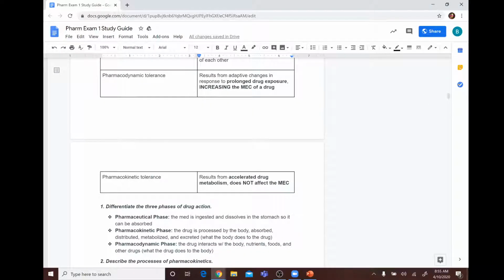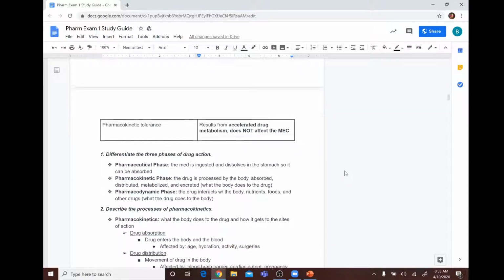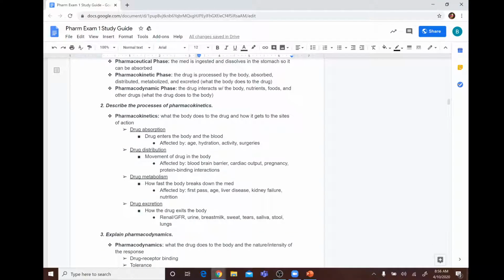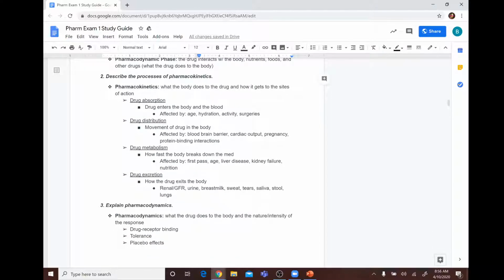What is pharmacodynamic tolerance? Results from adaptive changes in response to prolonged drug exposure, increasing the MEC of a drug. What is pharmacokinetic tolerance? Results from accelerated drug metabolism, does not affect the MEC. What does pharmacokinetics mean? What the body does to the drug and how it gets to the site of action.